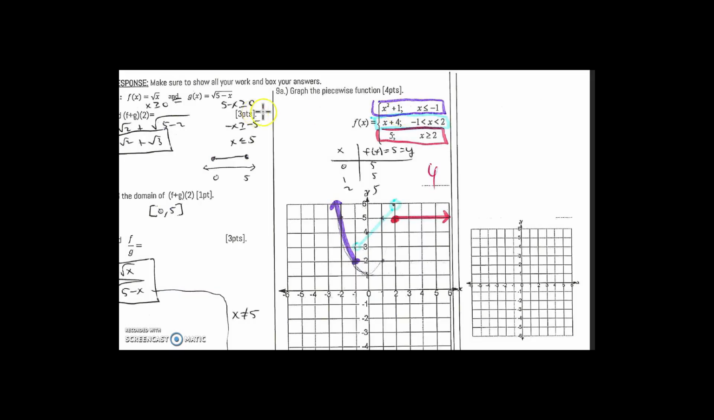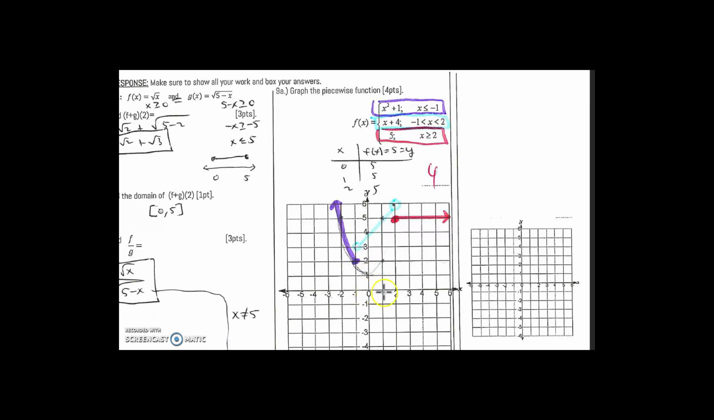All right, so let's go over this problem, 9a: graph the piecewise function here. So I have x squared plus 1, and my restricted domain is x is less than or equal to -1. If you draw a parabola here, it's shifted up 1 unit, and the vertex would be right 1, up 1. But if you put in 2, it would be 2 squared plus 1, so that gives you a total of 5, so it'll be up here.